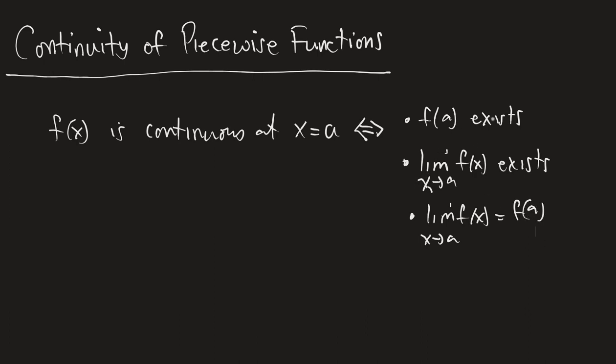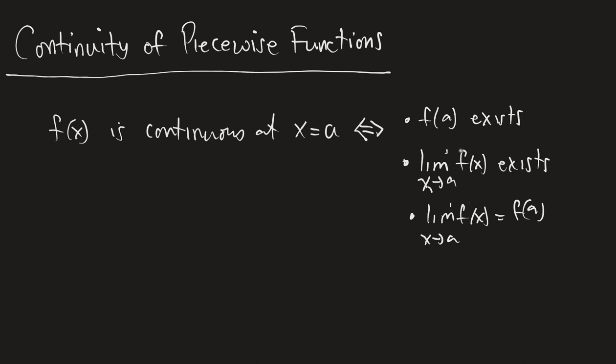In many respects, you can think of this as a continuity checklist. If I gave you a function and said, at this specific point, is this function continuous or not, then you would go through and check the function value at that point, check the two-sided limit at that point, and then check to see if those two things are equal.